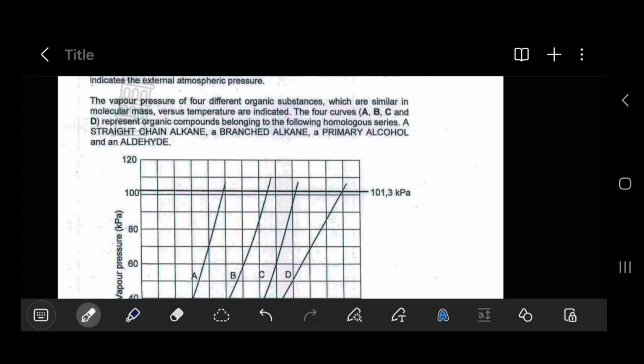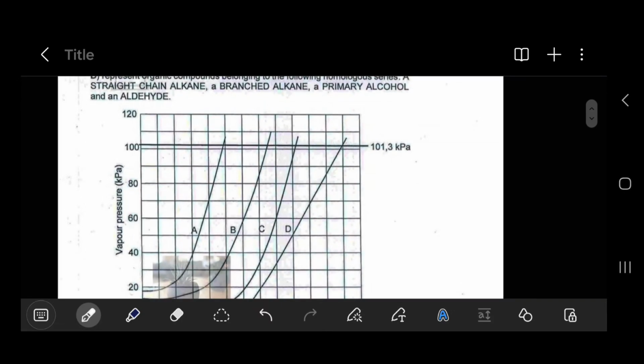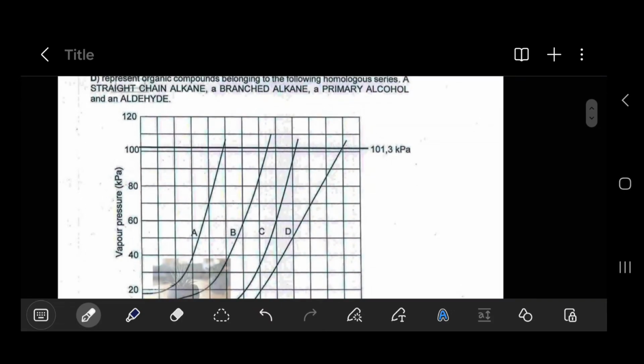homologous series. A straight chain alkane. I just want to talk about that. When we mention a straight chain alkane, we mean an alkane that does not have branches on it. A branched alkane, so obviously that has a branch, a primary alcohol, and an aldehyde. So those are the 4 compounds that we are working with. A straight chain alkane, a branched alkane, a primary alcohol, and an aldehyde.